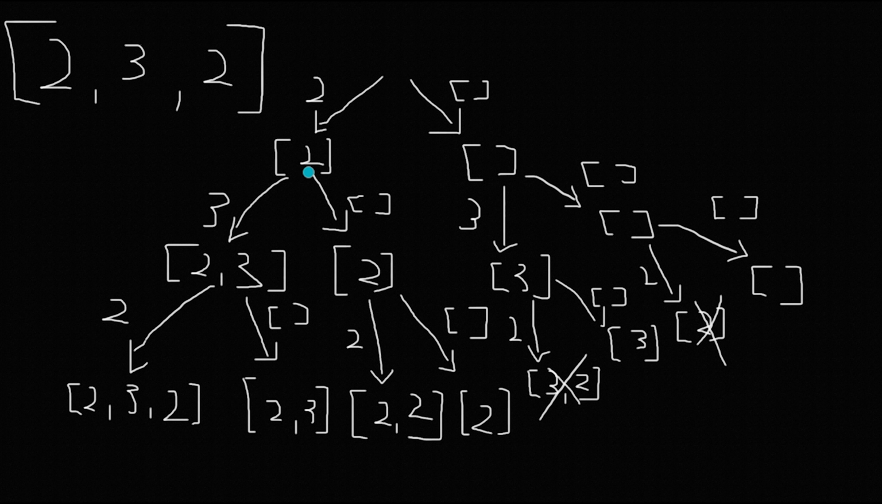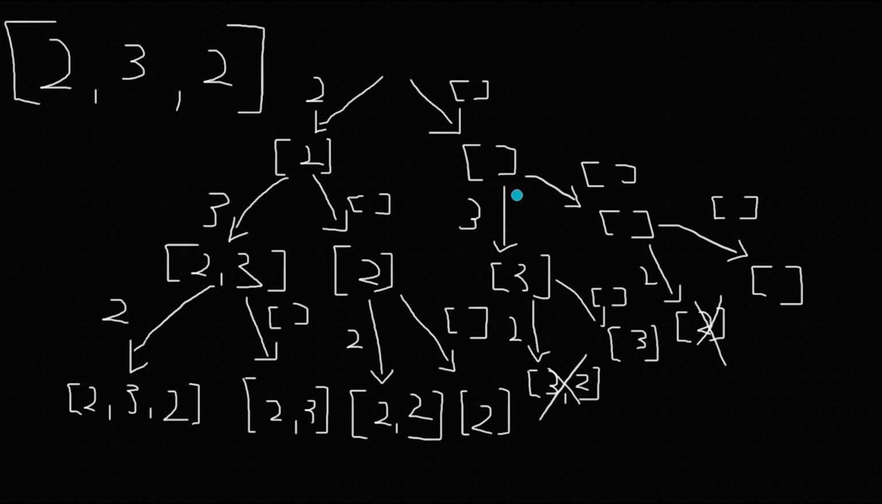If we choose not to include 3, let's move down the right side. Again, we have two choices, include the current number 2 or not. If we include 2, we successfully create the subset 2, 2. If not, we successfully create the subset 2 on the right side. And now we do not include the first 2, so it is still empty here.